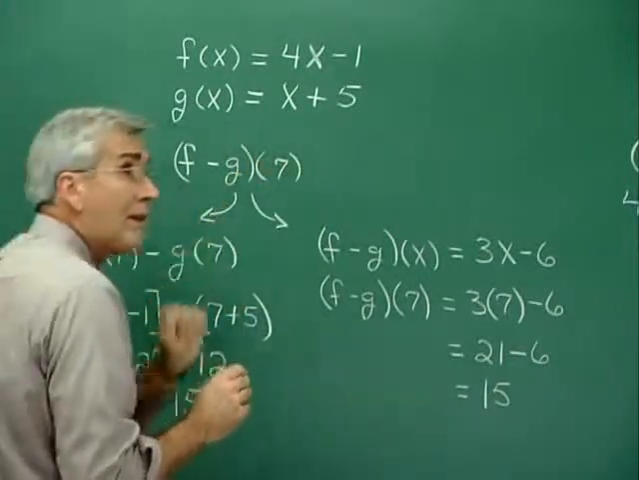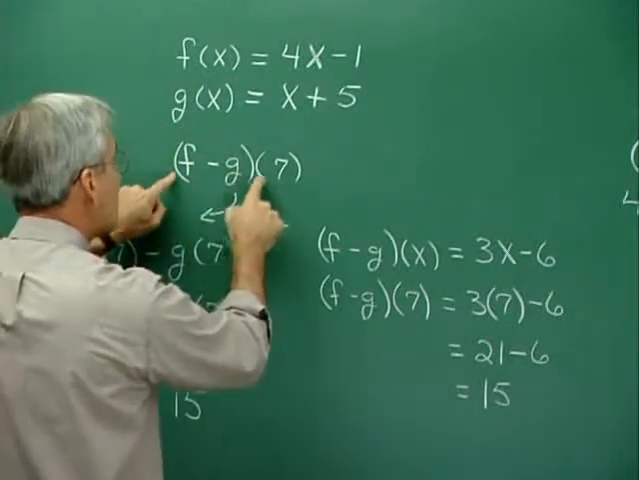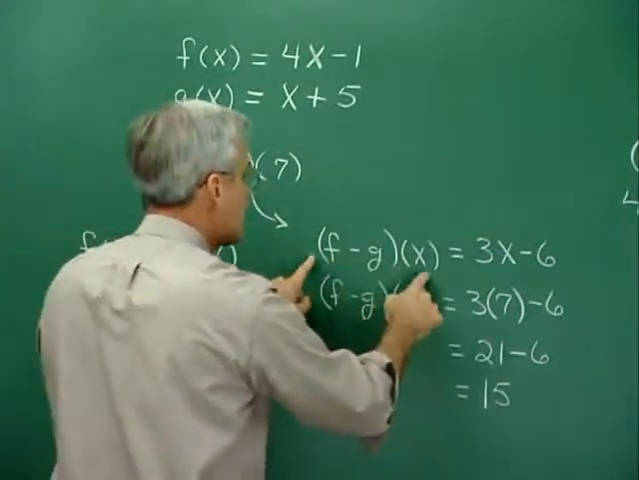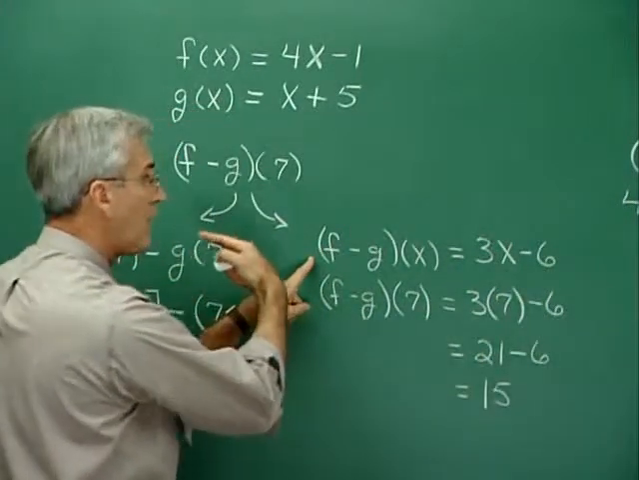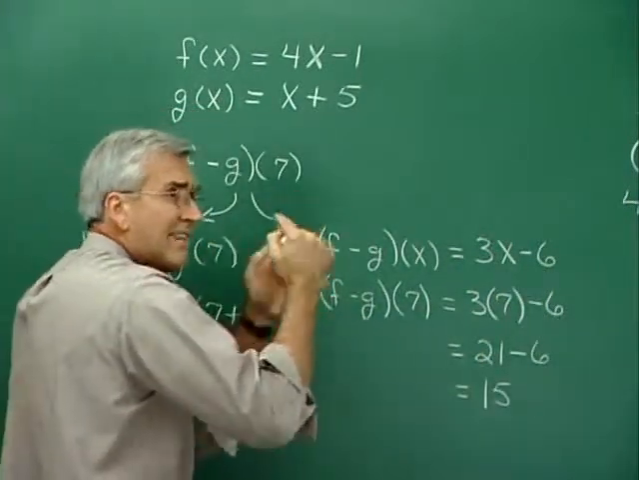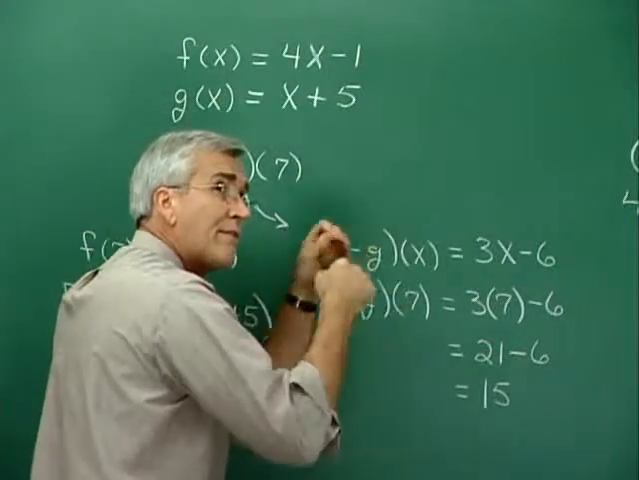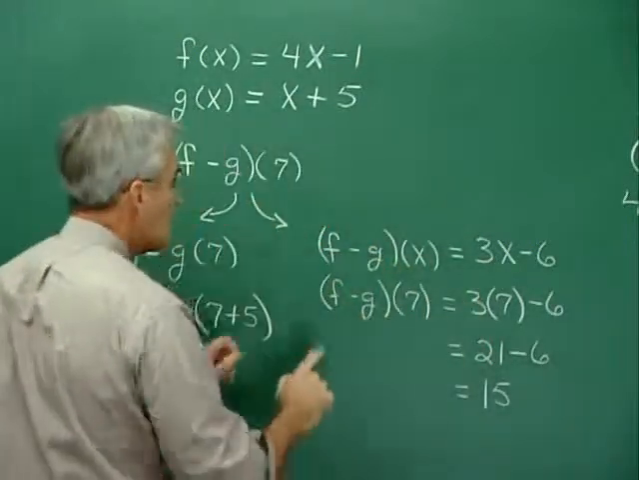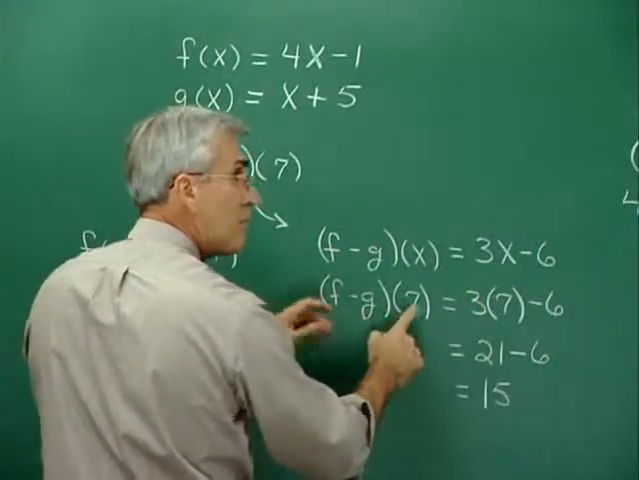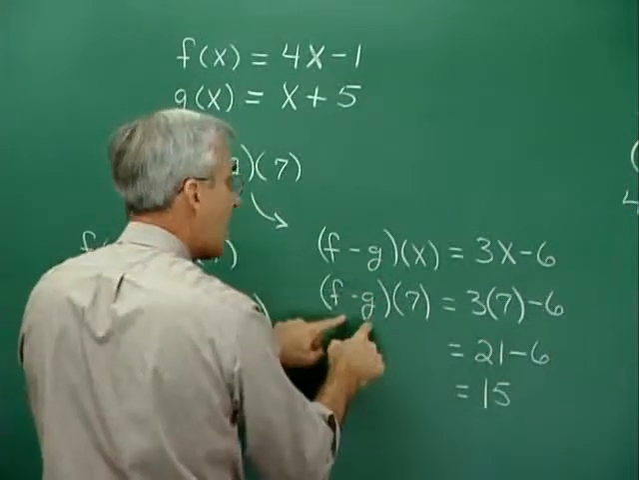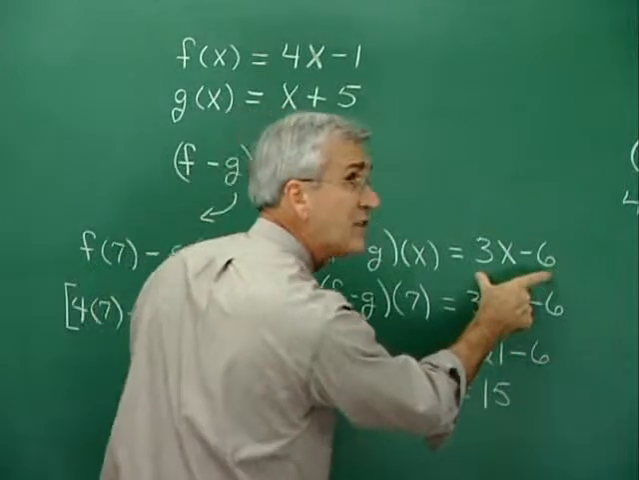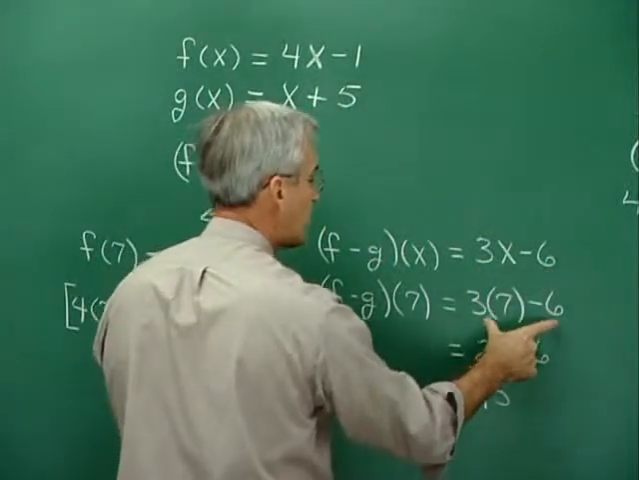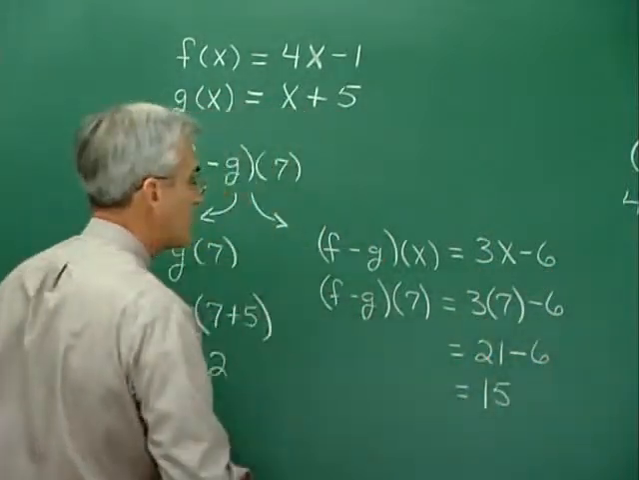Another way to deal with it, though, is like this. Using this notation, we can think, well, we've already figured out f minus g of x. We know that f minus g of x is 3x minus 6. We just figured it out in the previous problem. You find the f minus g of the variable first, and then f minus g of 7 means in this f minus g function, replace x with 7. So here's the f minus g function, and we replace x with 7, and we get 15 as expected.